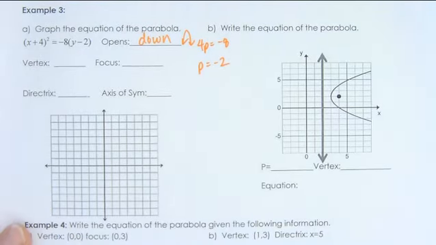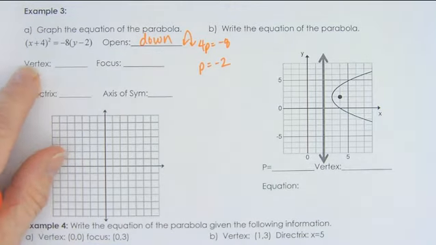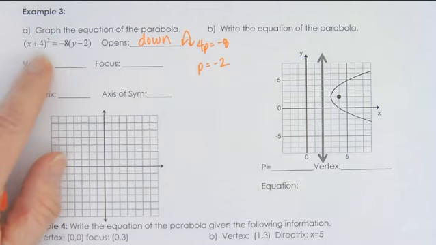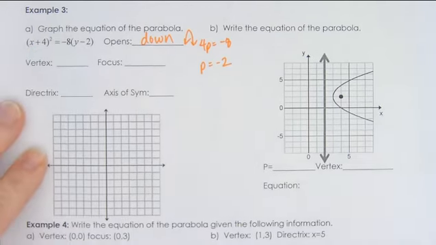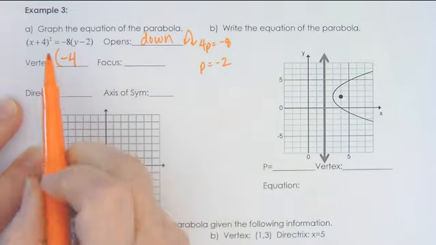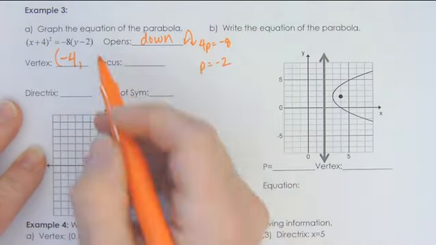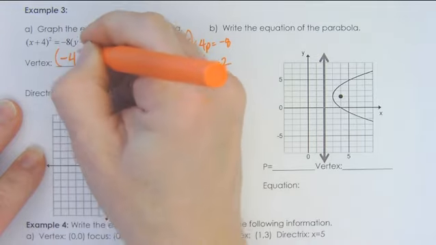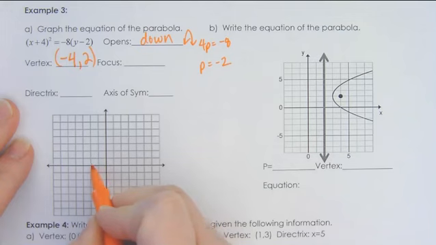The vertex, now be careful because this is always (H, K). H is always with the X, K is always with the Y. So H is the opposite of what it looks like right there. So my H value of the vertex is -4, because negative makes that a positive. And remember, the formula was X minus H. My K value is 2. So I'm going to go ahead and graph that vertex. Go back 4, go up 2.